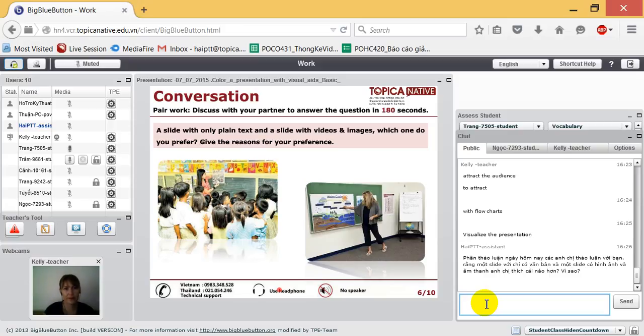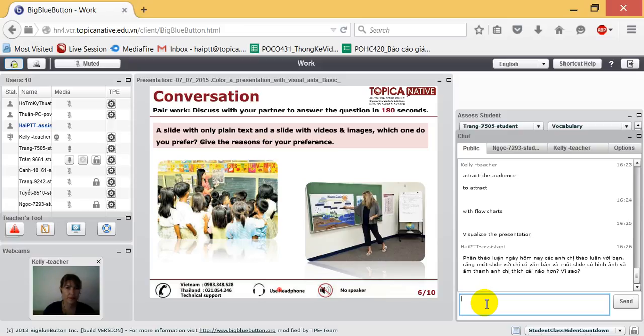Yeah. I think I prefer a slide with videos and images. It's easy to understand. The reason why is because I think with more videos and images, pictures, your presentation will look more lively, attractive. Something else?